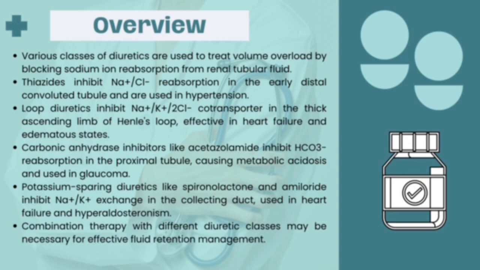There are many classifications of the diuretics, such as thiazide, which inhibits sodium ion and chloride ion reabsorption in the early distal convoluted tubule. Loop diuretic inhibits the sodium ion, potassium ion, chloride ion co-transporter in the thick ascending limb of Henle's loop. And carbonic anhydrase inhibitor like acetazolamide inhibits HCO3 reabsorption in the proximal tubule. Potassium sparing diuretics like spironolactone and amiloride inhibit sodium ion and potassium ion exchange in the collecting duct.